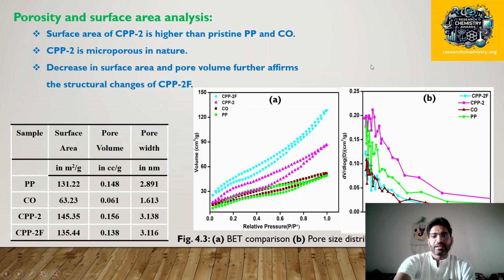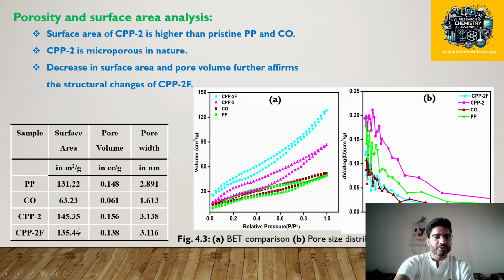Further, in order to analyze the porosity and the surface area behavior, BET was done, and the surface area of CPP2 was quite higher with respect to pristine polypyrrole and Syria. Here we could see the polypyrrole has a surface area of about 131.22 meters squared per gram. Syria has 63.23. CPP2 has 145.35 meters squared per gram. After the absorption of fluoride, the material was named CPP2F, and it has 135.44 meters squared per gram.